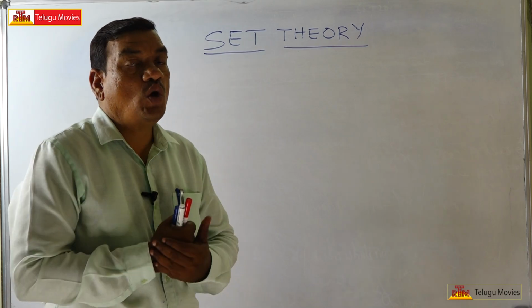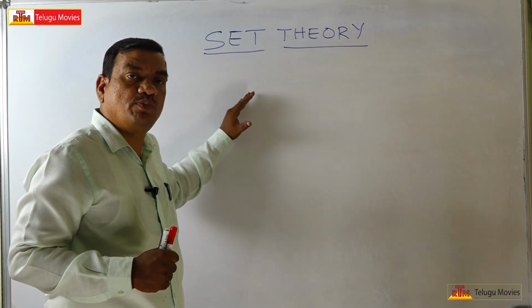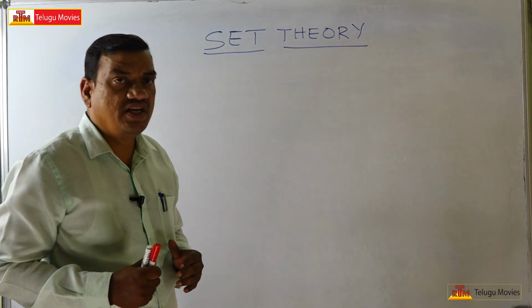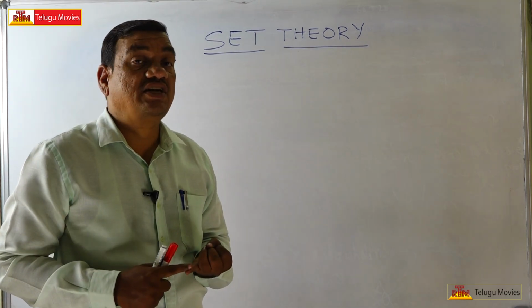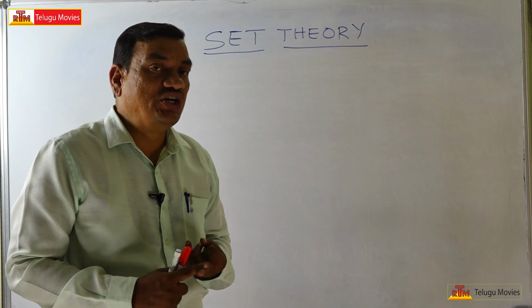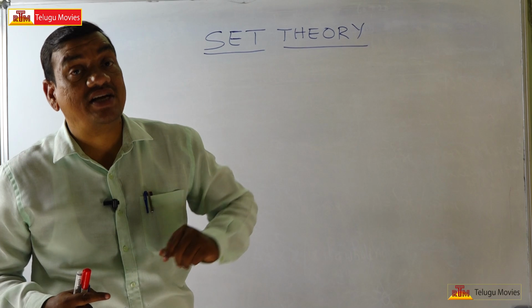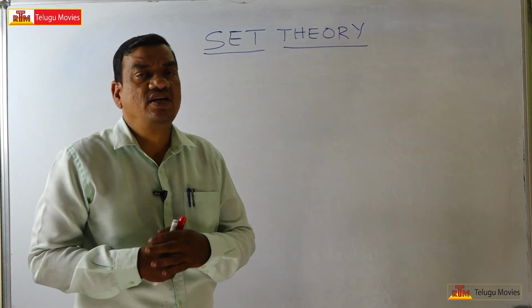Dear students, I hope you understand today all the concepts explained in the chapter set theory. There are so many concepts: classification of sets, that is types of sets, what is an empty set, what is a null set, what is the cardinality of a set, what is a proper subset, improper subset, number of proper subsets, number of improper subsets. So many concepts are there.